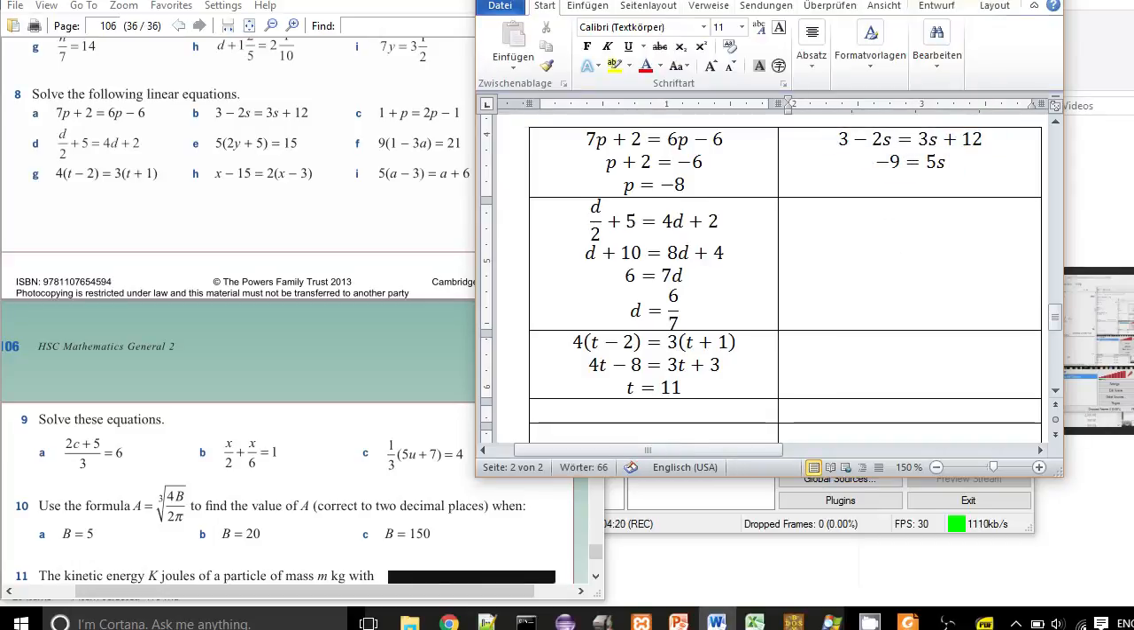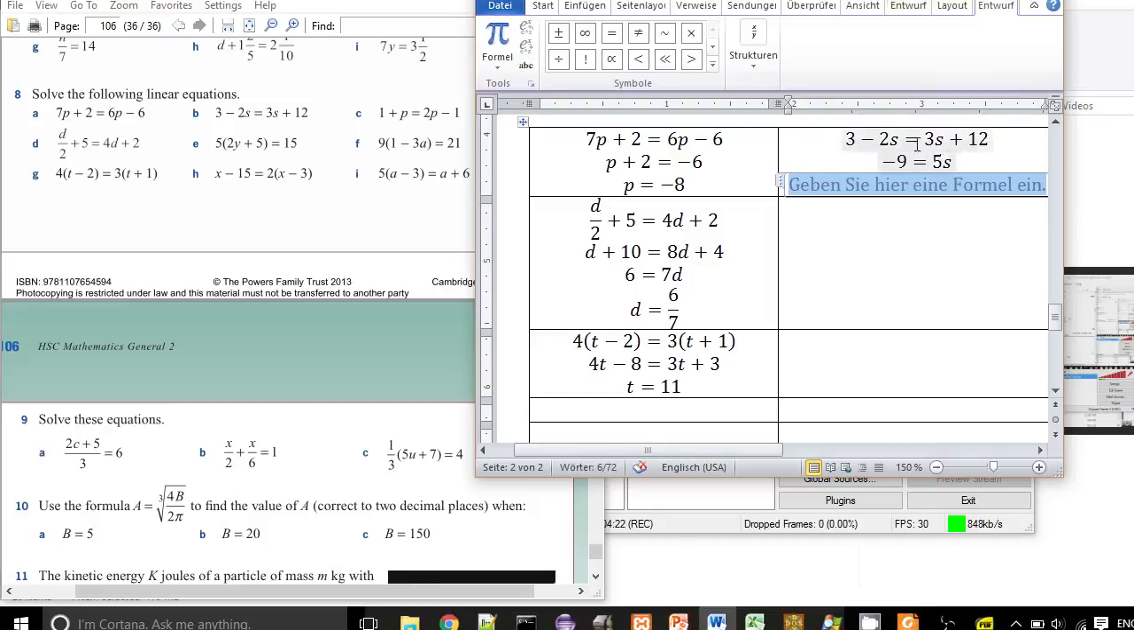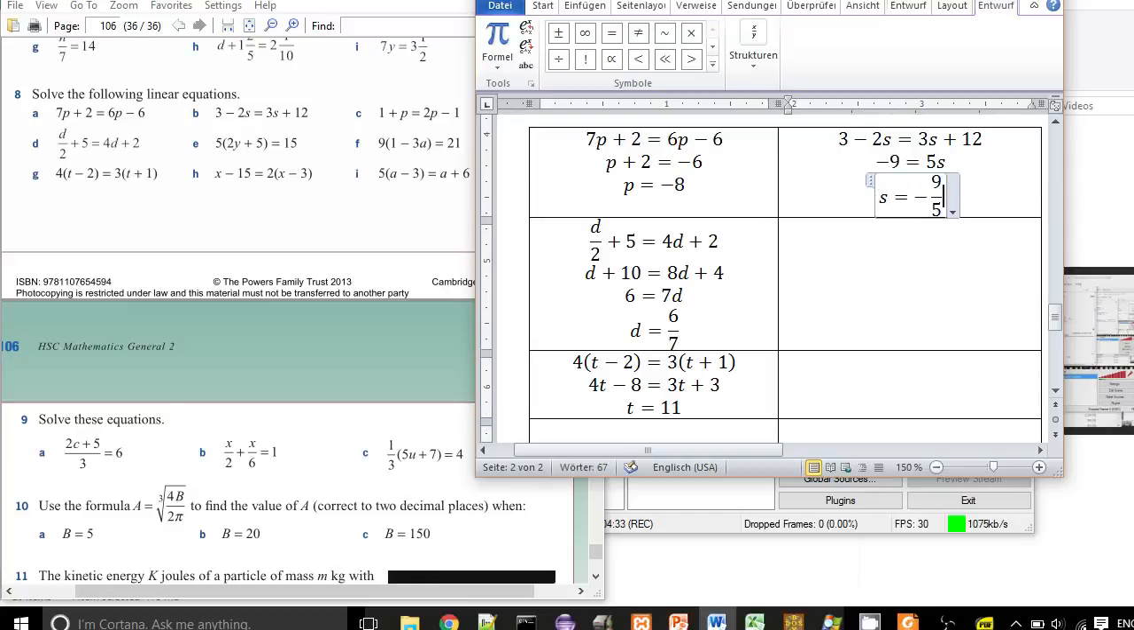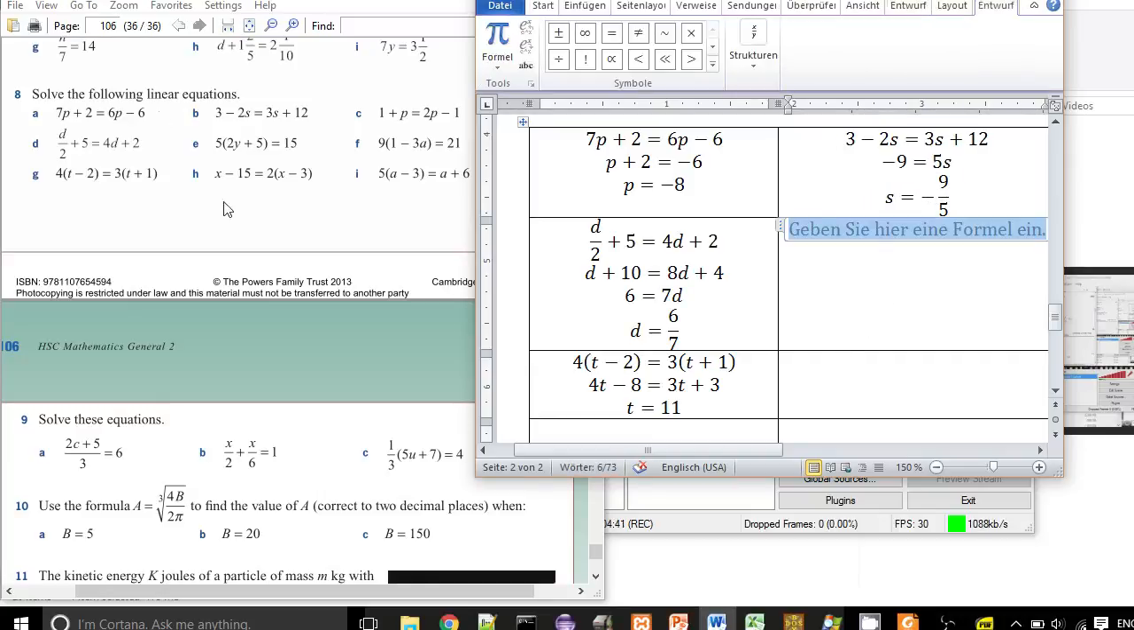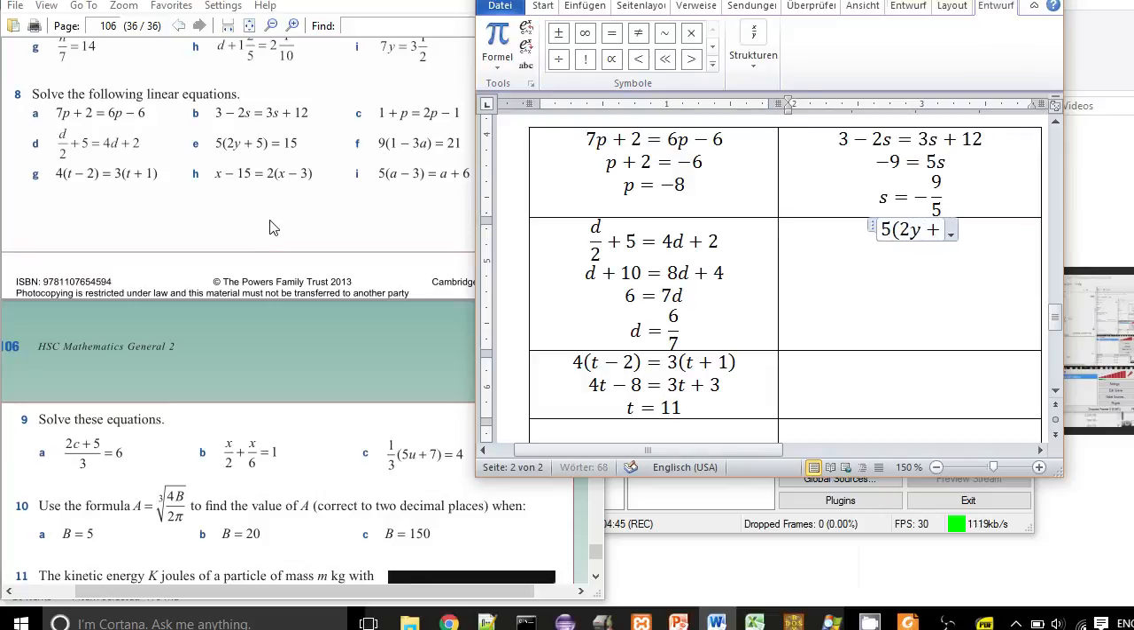Okay? Now again, imagine that these are swapped. I'm going to have the s on this side. To get rid of this 5, I need to divide by 5. So s is going to be minus 9 over 5. Okay? And that's fine as your answer. You can just leave it like that. It's the same as minus 1.8. But anyway. Alright, let's do this one, E. Okay, there's a couple ways to do this one.